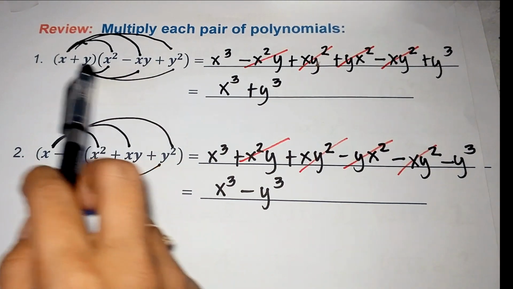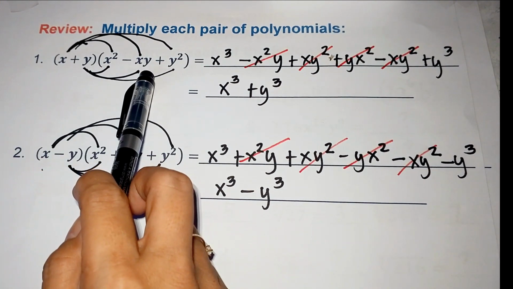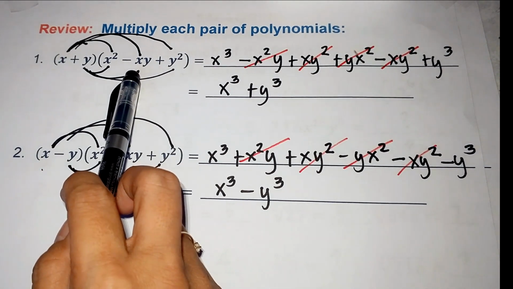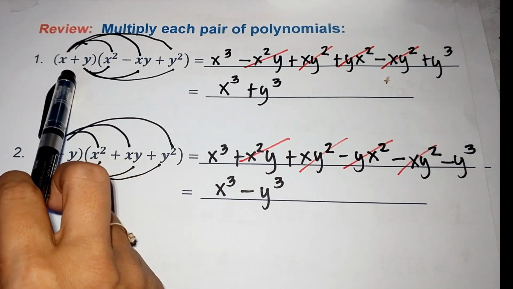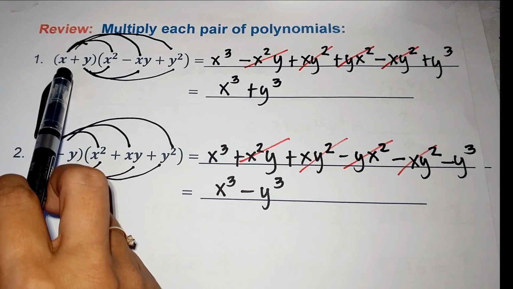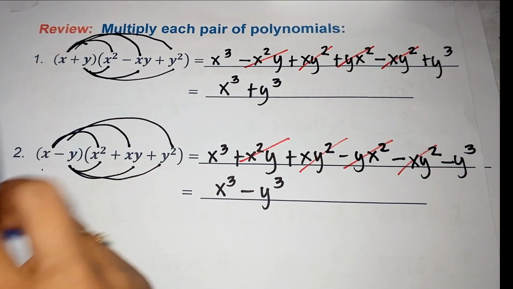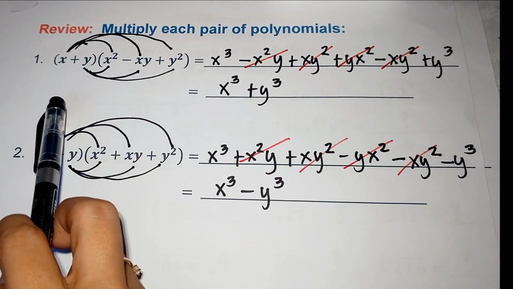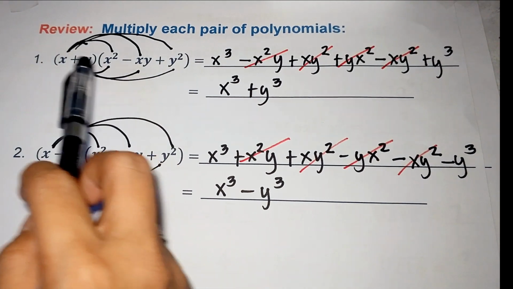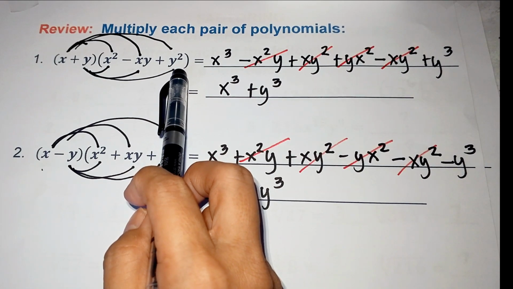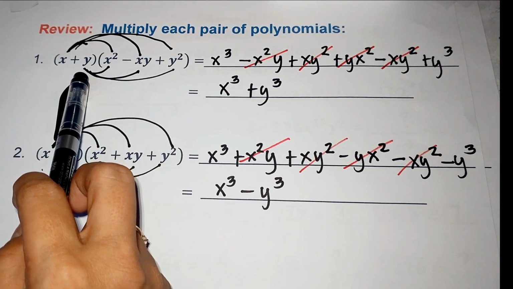Then this one is the product of the two terms, but opposite in sign. Okay, it has an opposite sign with the sign in the binomial. So again, the second term in the trinomial is the product of these two numbers in the binomial, but it has an opposite sign as compared to that binomial. And then the third term will be the square of the second term here.